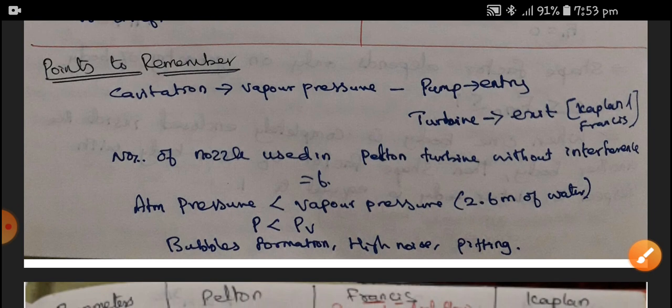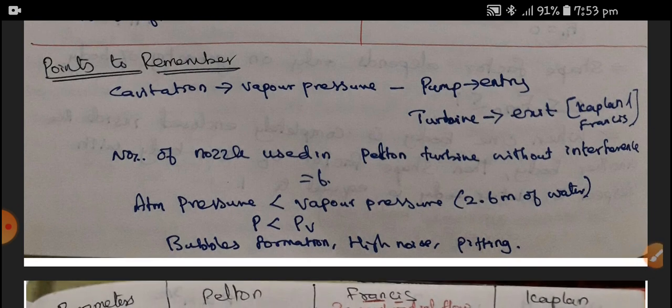The number of nozzles used in a Pelton wheel without interference is equal to 6. Cavitation occurs when the atmospheric pressure is less than the vapor pressure, that is 2.6 meters of water. That is why bubbles are formed with high noise and a pitting effect. After cavitation, the vapor bubble is formed. After that, it bursts and produces noise, and causes pitting in the blades. That is why the blades get damaged.